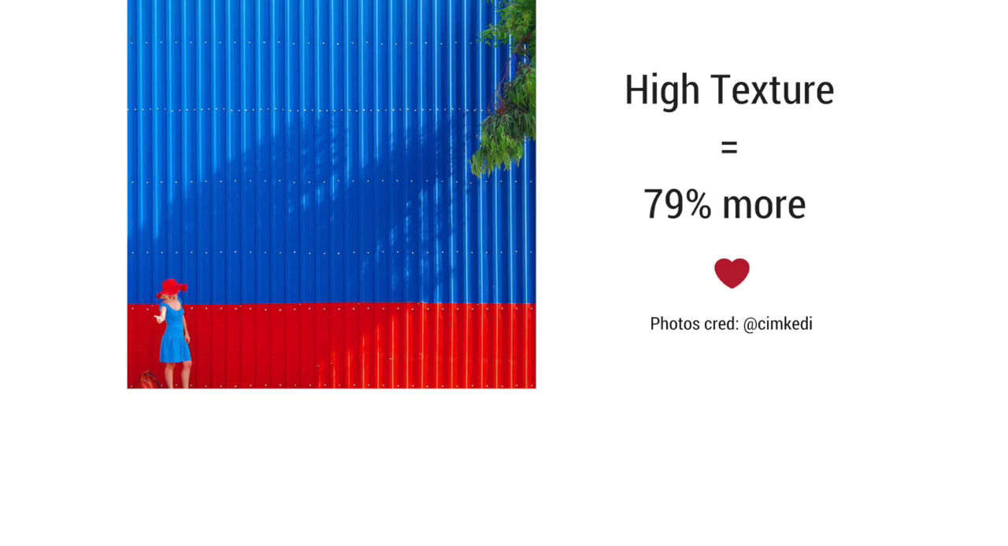So how do you perfect your own Instagram theme? There are 5 key elements. Number 1, crop all of your images the same way.